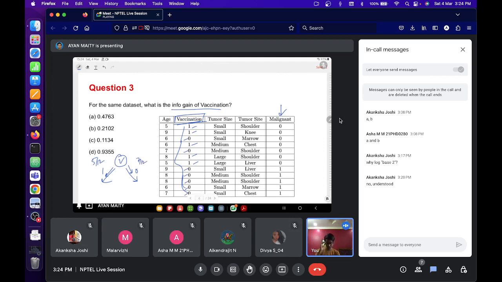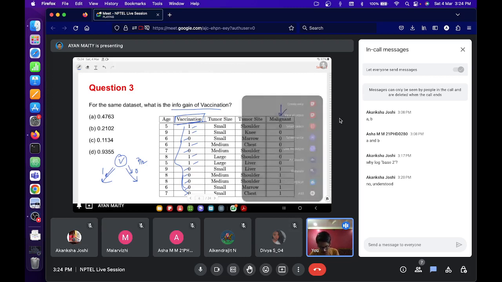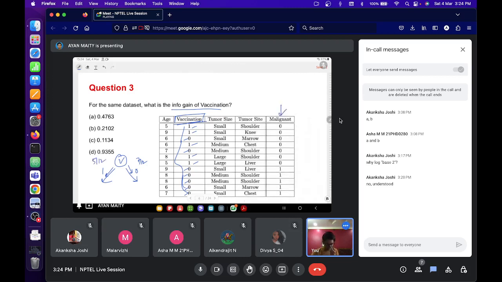So the probability of 0 is 7 by 12. Yes, 5 by 12 and 7 by 12 are the two splits. Now we have to find the entropy of this split and also the entropy of the other split. You have to find the entropy values in the two different parts, and then we have to combine these two.